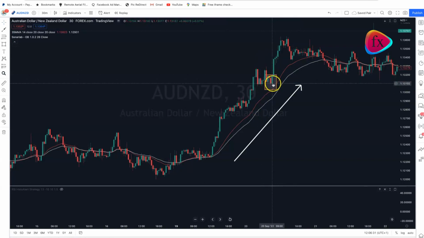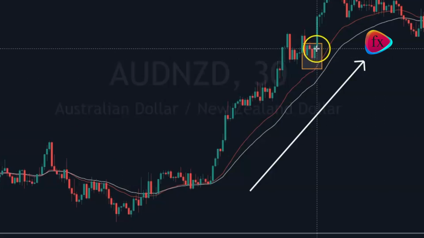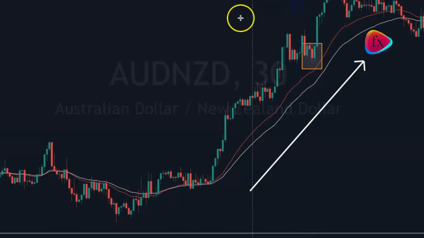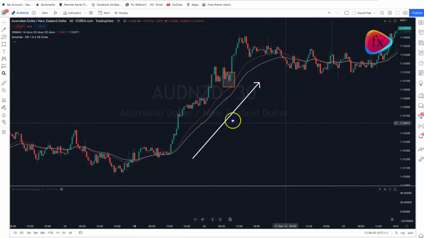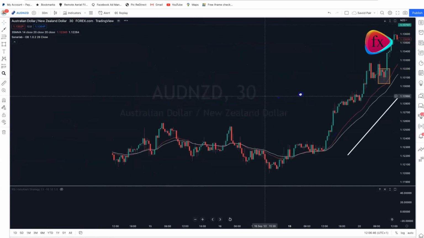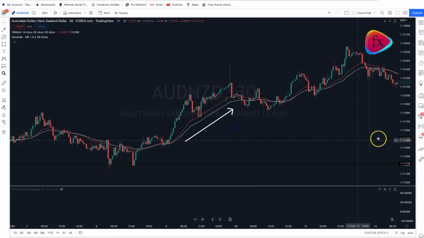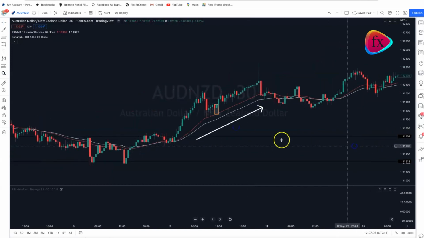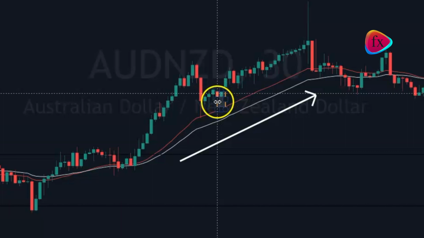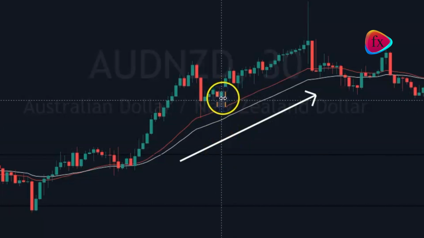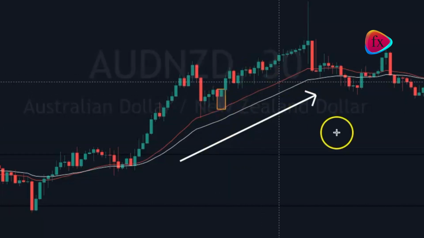Uptrend. Pull back to the EMAs. Red candle comes into the EMAs. Green block appears. You're off up. You take your 2% and you're out the trade. This repeats over and over and over. We have a little uptrend. And right there, we have a block. Red comes into the EMA, green then appears, you take your money.